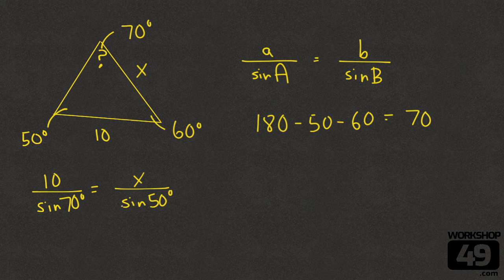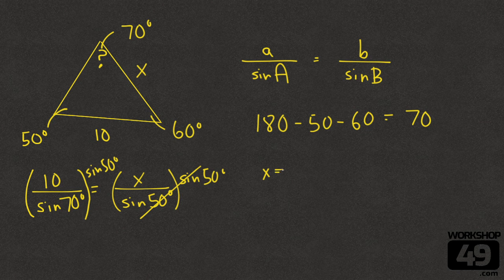We want to get rid of this sine 50. We remember how to do that. We're going to multiply both sides by the sine of 50 degrees. We're running out of space on this one. I'll just kind of put that right there. Sine of 50 degrees. On that side, they'll cancel out, divide to become 1. We're left with x equals 10 sine 50 degrees divided by sine of 70 degrees.